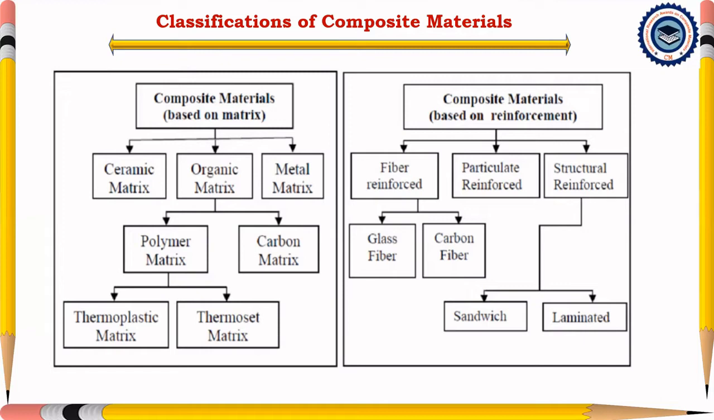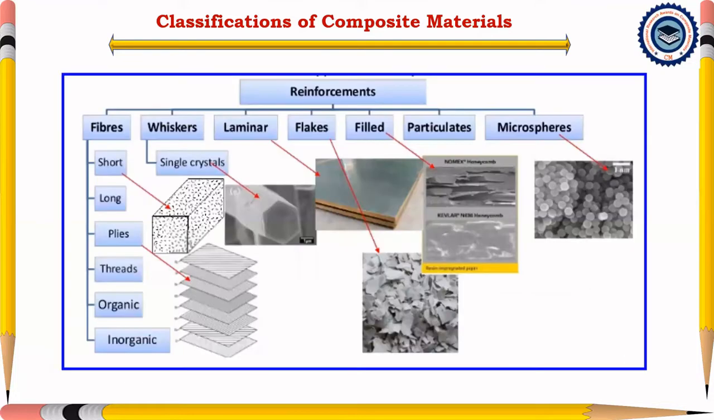Furthermore, composite materials can be classified based on the reinforcement, metals and or non-metals. So what are they? First one, fiber reinforced, particulate reinforced, structural reinforced. The fiber reinforced can be classified into two: first one glass and carbon. Similarly, the structural reinforced is also classified into two: first one sandwich, the second one laminated.